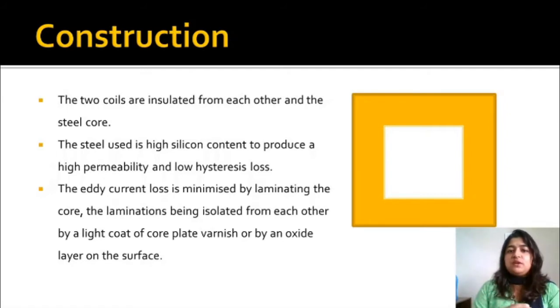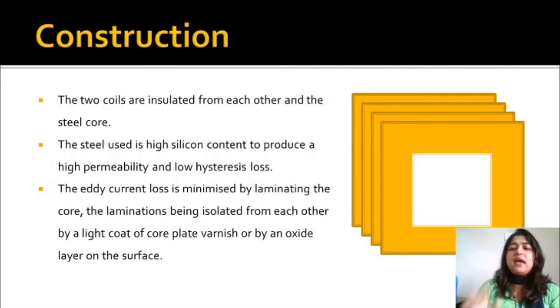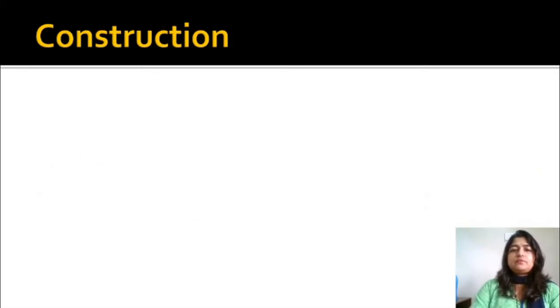Very thin sheet of the lamination is there, and I keep one more lamination on it, and I keep one more lamination on it, and I keep one more lamination on it. So like this, very thin sheets of laminations, when they are clamped together, form a core. I hope it is clear to all of you.